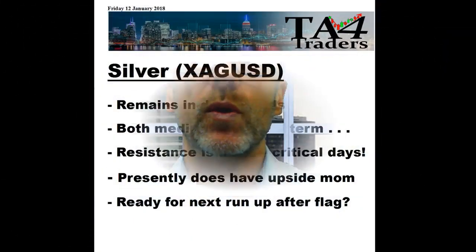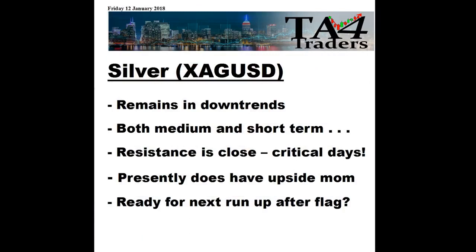So that's been TA for traders, looking at the silver price. And the key takeaways from the video, we do remain on silver in downtrends, both medium and short term. However, resistance is close. The next week's trading are critical days of trading, so watch it closely. We do have presently upside momentum, and in the short term, looking at that 4 hour, we've broken the flag to the upside. Will that give the impetus to break that resistance?